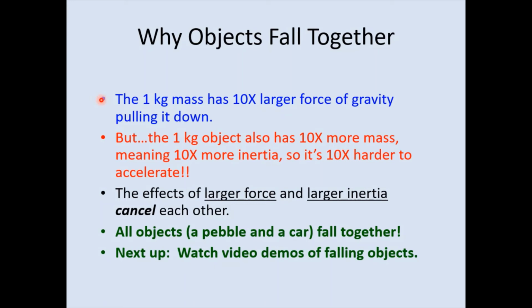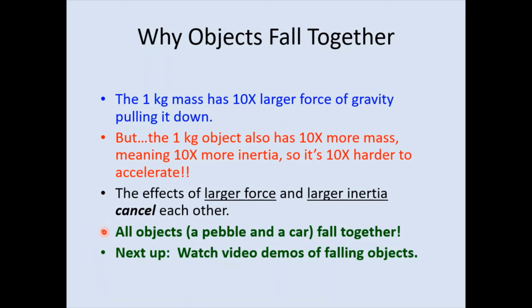The 1 kilogram mass has a 10 times larger force of gravity pulling it down. All right, so heavier objects have more downward force, but the 1 kilogram object also has 10 times more mass, meaning 10 times more inertia, so it's 10 times harder to accelerate. So the effects of larger force and larger inertia cancel each other. All right? Another way of saying this is that the gravitational mass is the same as the inertial mass, and those two effects cancel each other out.